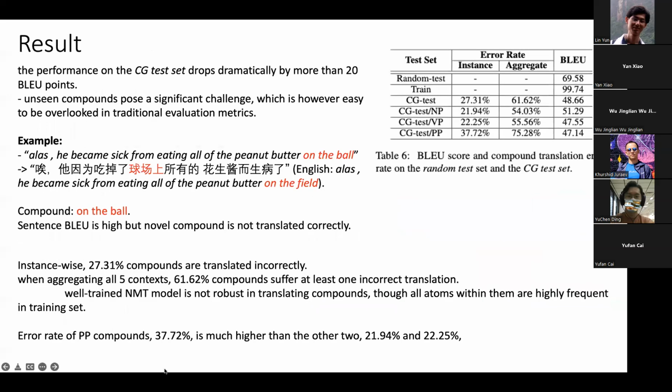Yeah, then this is their result. So you have the original test data set and you have the CG test. And under the CG test, you have three subtypes: noun, verb, and preposition. They are saying that under the CG test the performance of the transformer drops dramatically. So they are saying that the unseen compounds pose a very significant challenge. And you are replacing existing compounds in the CG test, so there's some gap missing. But anyway, they consider something they didn't see.